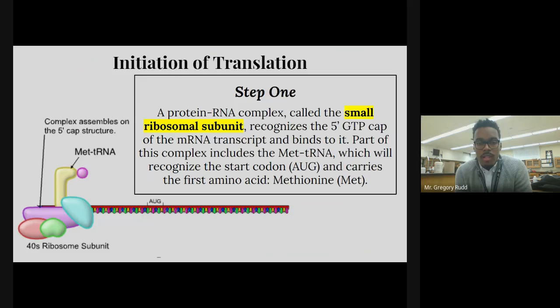We call it a protein RNA complex because it is made up of both. There are some proteins, but it also is made of RNA as well. So don't be confused about that. And more frequently, we will just refer to it as the small ribosomal subunit.